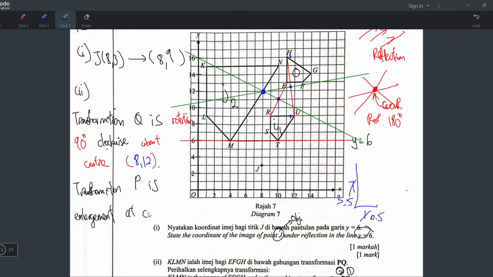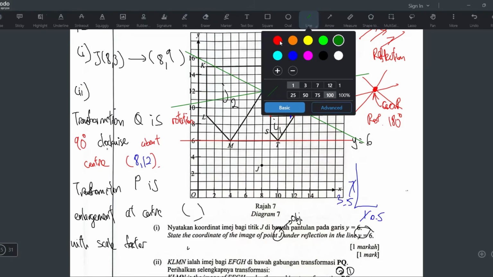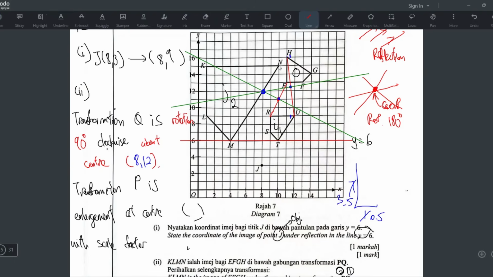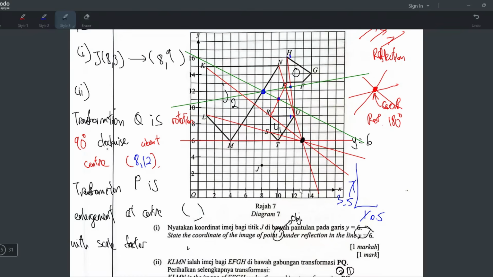So I write enlargement at center blah blah blah. Lepas tu with scale factor blah blah blah. So kena cari center dengan scale factor. Center will be the pusat pembesaran. So how to find center of enlargement? Very simple. Just draw lines. You don't need a compass for this. So N garis dengan U, K garis dengan R, and you can see the center already. And then L garis dengan S. It's here, right? So the center of enlargement is (13, 6). So that's how you find center of enlargement.